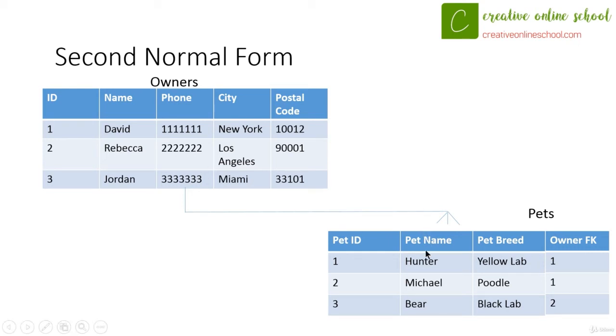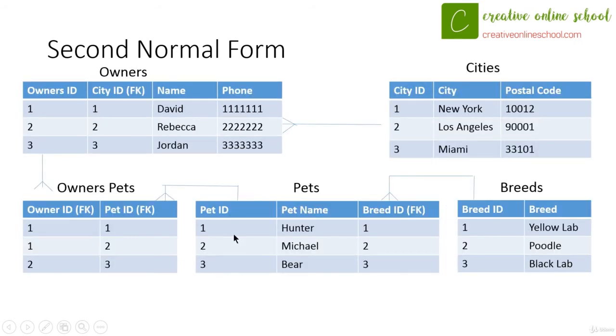The same goes with the pet name and the pet breed. We can have multiple pets belonging to the, let's say, yellow lab breed. So this is not unique to the primary key and must be split into a separate table. So what we do here is we split everything into their own table. This may look hectic, but I will explain everything to you.